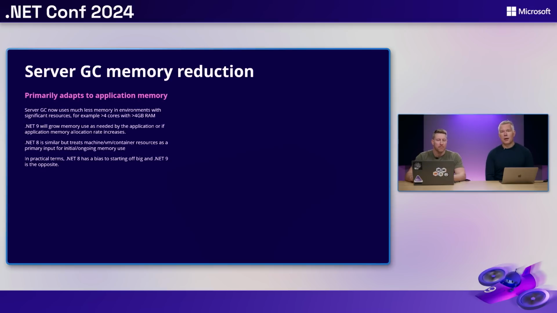With .NET 8, the GC took the amount of resources available on the machine, memory and CPU cores, as a primary input, and then would start with a lot more memory and would typically not let it go. So in practical terms, .NET 8 starts big, .NET 9 starts small, and has a bias to staying small.